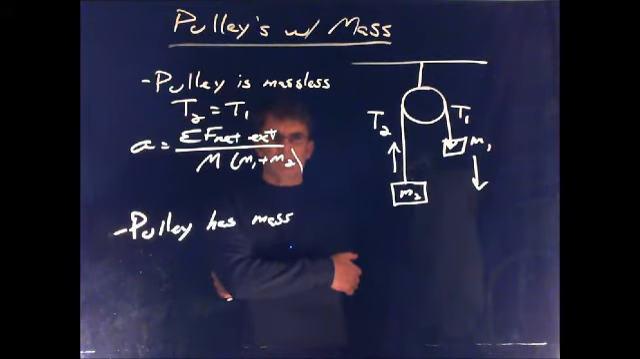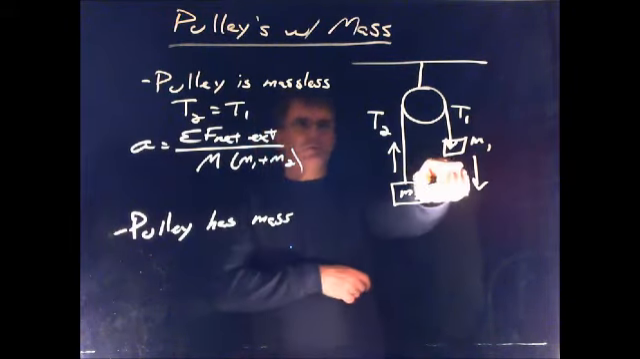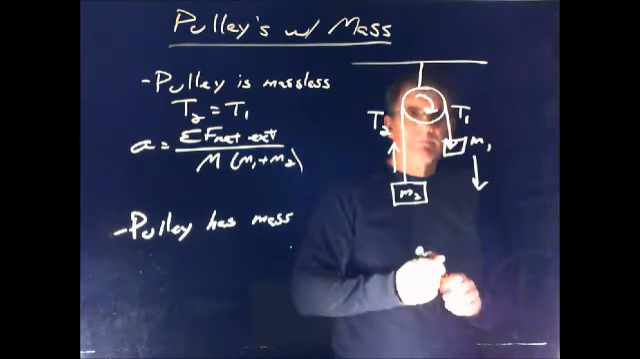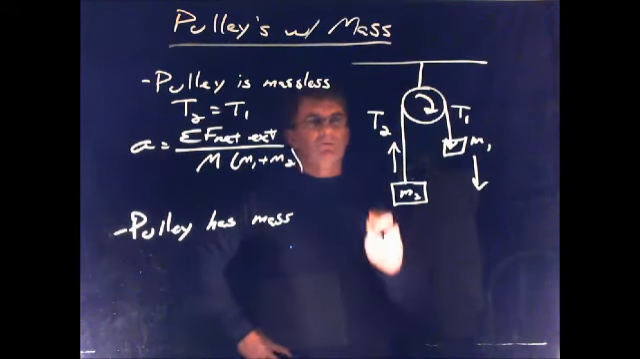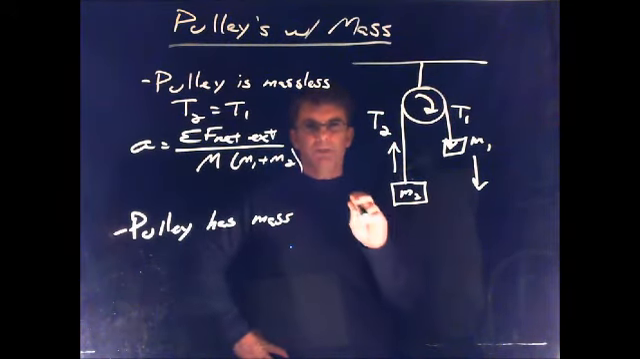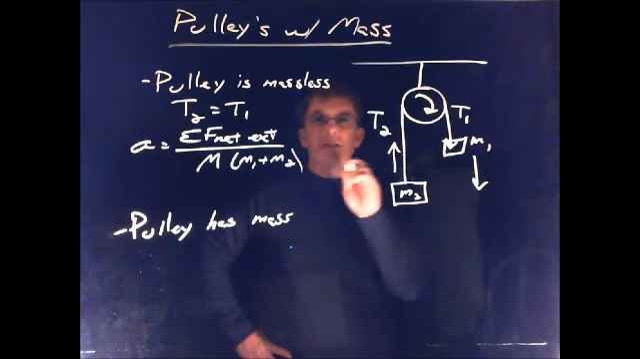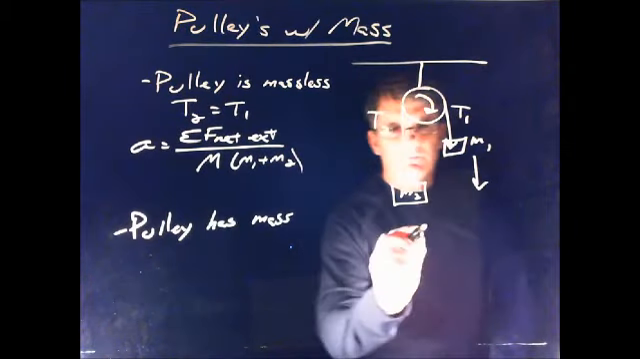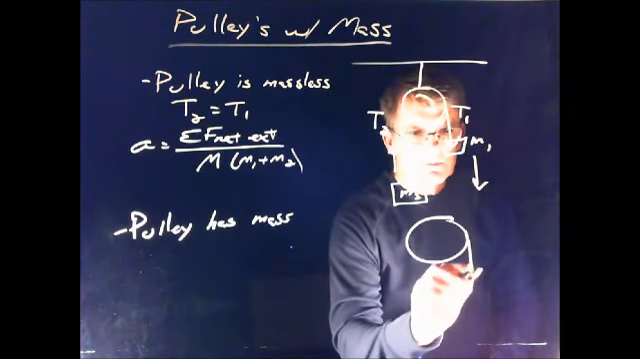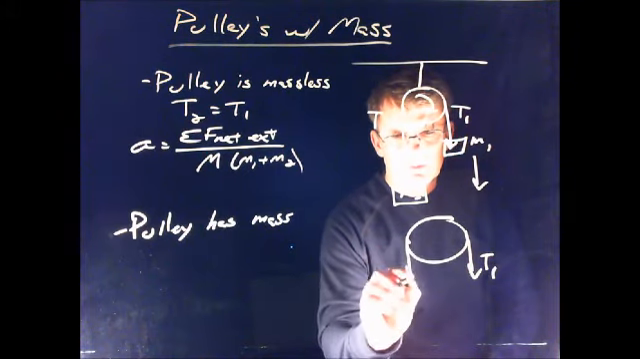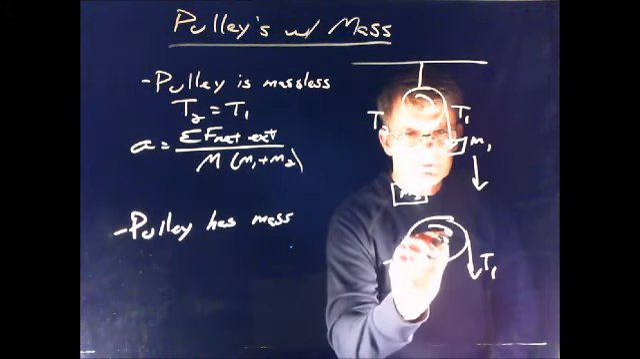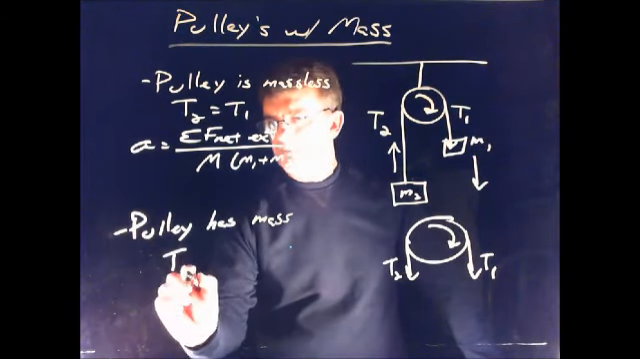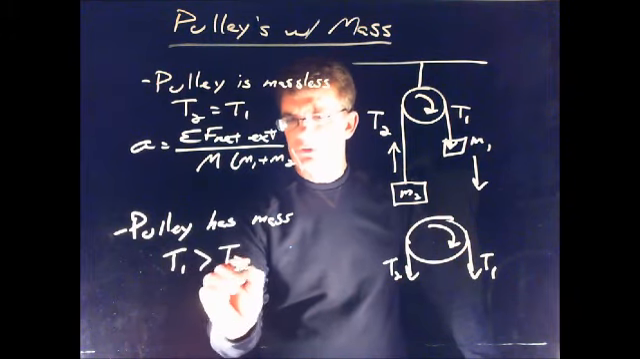When it has mass, and if M1 is falling, M2 is rising, the pulley is turning. It's turning because a force is being applied to it. An unbalanced force. It has an unbalanced torque. Think about this. If this is our pulley, this is tension 1, this is tension 2. If it's turning that way, tension 1 must be greater than tension 2.